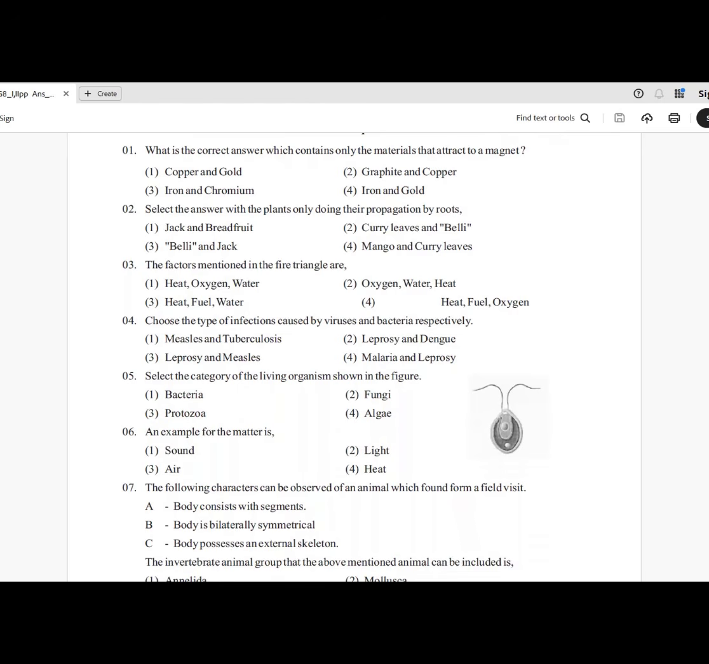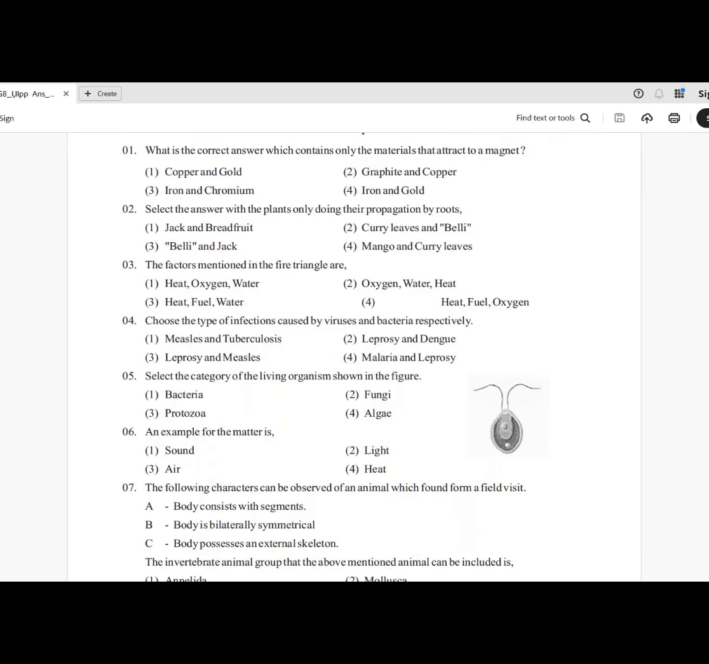Question number 3. The factors mentioned in the fire triangle are: 1, heat, oxygen, water. Number 2, oxygen, water, heat. Number 3, heat, fuel, water. Number 4, fuel, heat and oxygen. Answer number 4, heat, fuel, oxygen. The fire triangle has 3 essential things for fire: heat, fuel and oxygen.